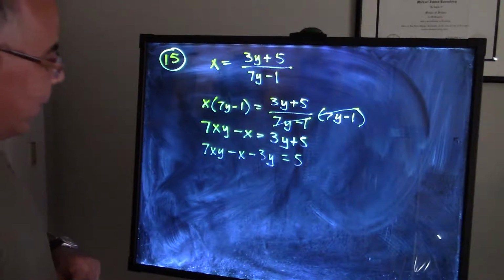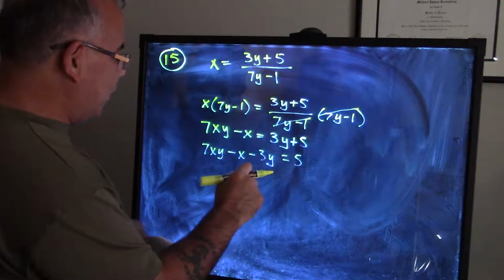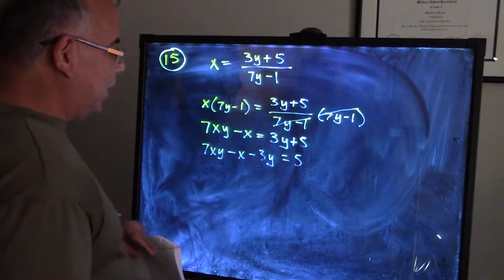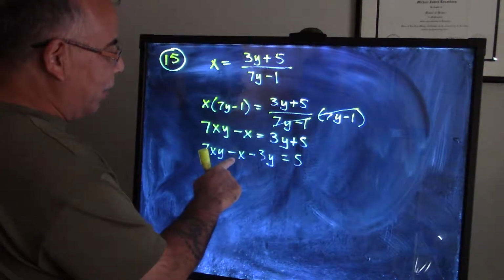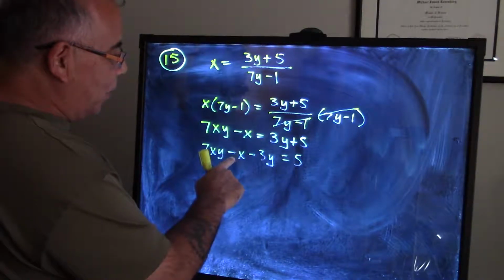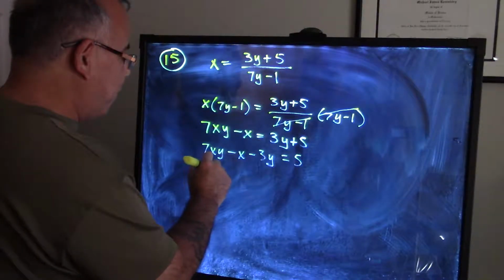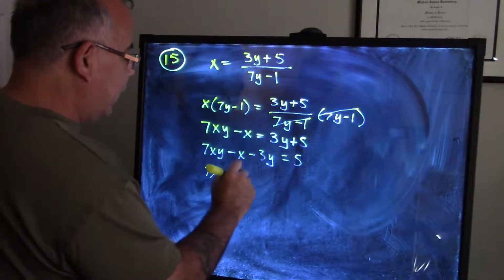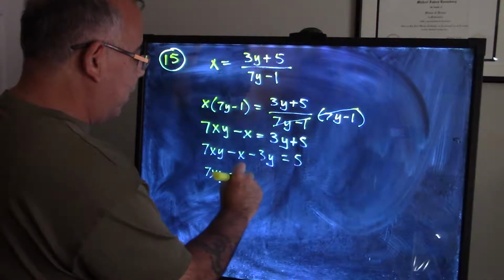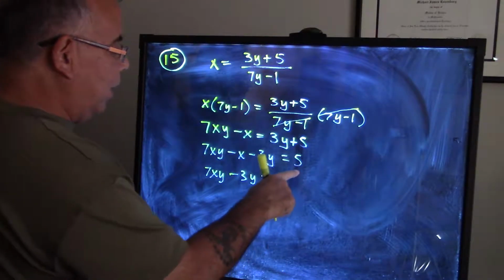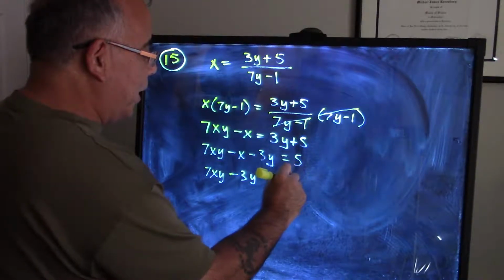Alright. Now, I want to get the x over to the right side. So I add x to negative x, that gives me a 0. So that gets rid of this negative x. Add x to that side as well. So you got 7xy minus x plus x is 0, so I'll just put the minus 3y equals 5 plus x, or x plus 5, either way.